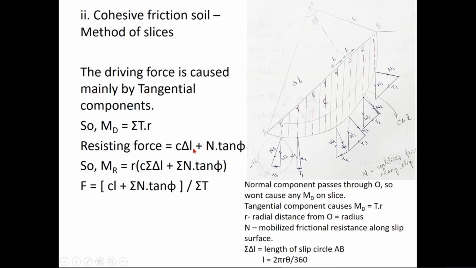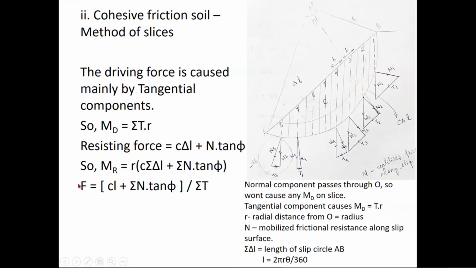How much is this sigma delta L? Sigma delta L will be delta L plus delta L plus delta L, like this, the whole thing. So that is my L, the length of the slip circle, that is AB. That will be equal to 2 pi r theta by 360, same as what we saw earlier. So C sigma delta L plus sigma N, the total of all these normal forces, into tan phi, the whole thing into radial distance R. That is my resisting moments.